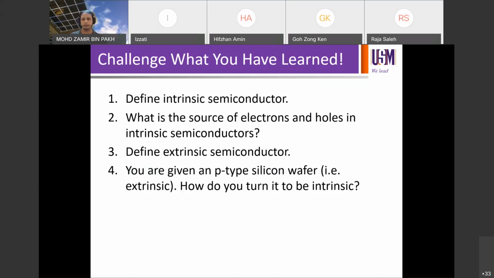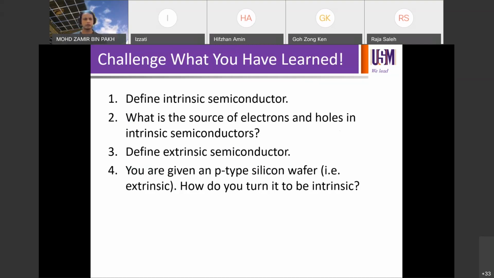Extrinsic semiconductor is very straightforward. It's just the opposite of intrinsic, where you dope your semiconductor with p-type or n-type dopants in order to produce more holes or more electrons. So in that condition, you are not going to have n equals p anymore, as you have in intrinsic semiconductor. On the other hand, you're going to have more holes or more electrons, which are going to be dominant in your semiconductor.